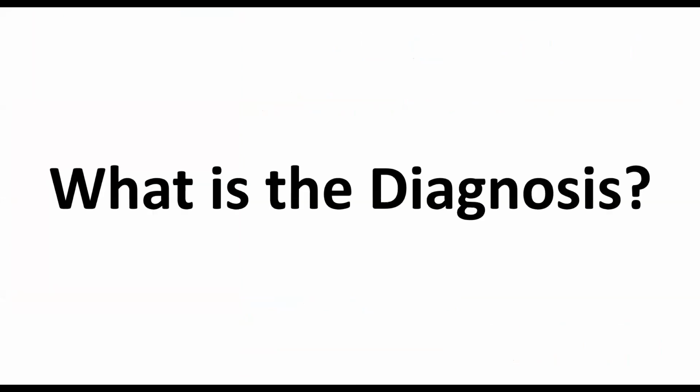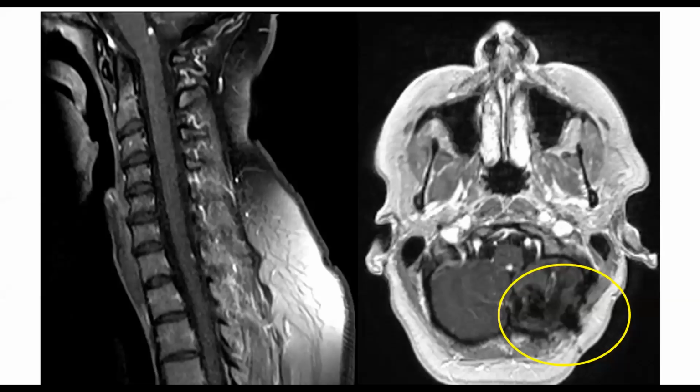Okay, what is the diagnosis for the case? That was the answer to the challenge of what was the presenting symptom. What is the diagnosis? Now, many of you may have noticed what's circled in yellow. I'm sure every neuroradiologist noticed it. Clearly, this is a craniotomy defect. And so something has been done here before.